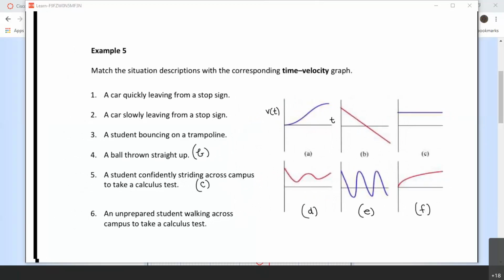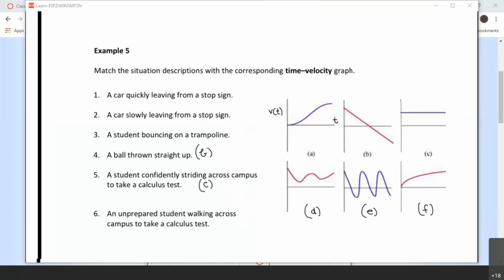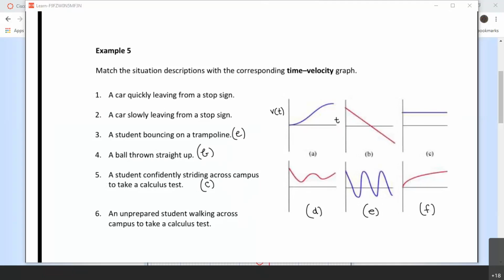Some of the other ones folks said, let's see, the trampoline one. You jump up first, and your velocity is kind of like the ball. It gets lower and lower till you hang up there. Then you start coming back down again. And again, the key here is the regularity of these. So I think that E is the trampoline one, number 3.